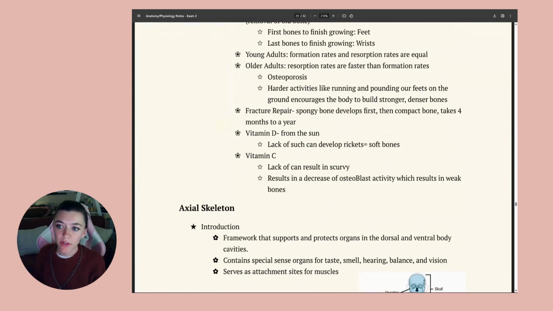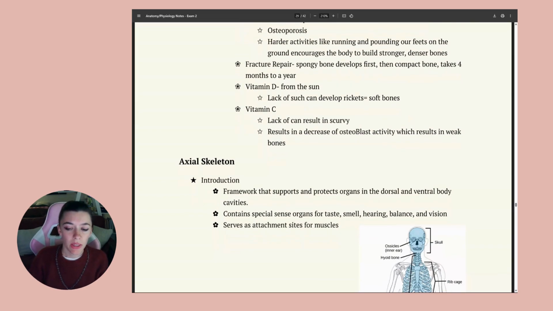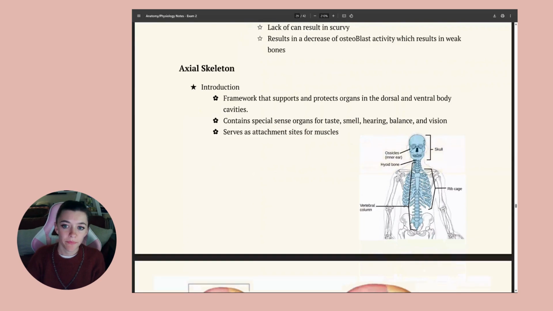Fracture repair. Spongy bone develops first and then compact bone. It takes about 4 months to a year. Vitamin D comes from the sun, and I think you produce it yourself as well. Lack of it can develop rickets, which are soft bones. Vitamin C, a lack of it can result in scurvy, and that in turn means a decrease of osteoblast activity, which results in weak bones.